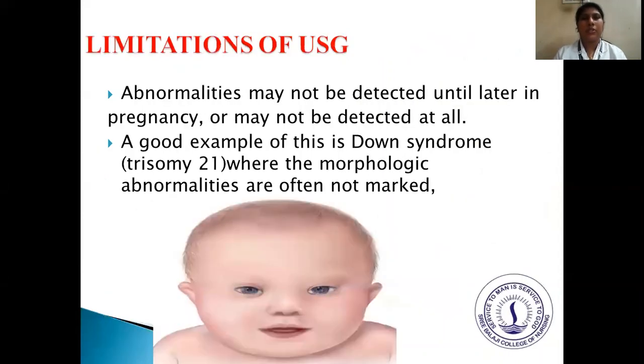So, limitations of USG. What are the limitations? Abnormalities may not be detected until later in pregnancy or may not be detected at all. A good example of this is Down syndrome, trisomy 21, where the morphologic abnormalities are often not marked. Like these children, we cannot identify their abnormalities through the ultrasound scan. For example, Down syndrome.